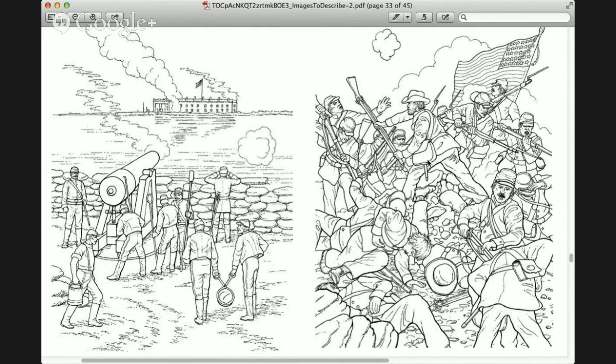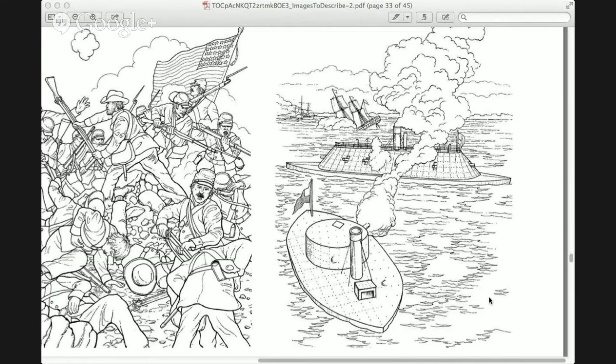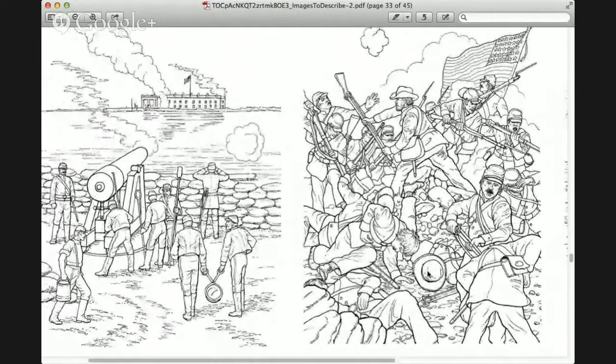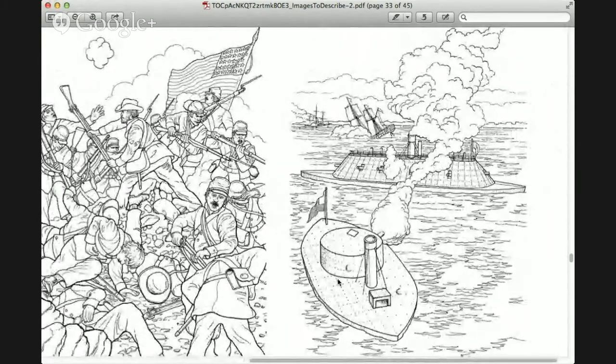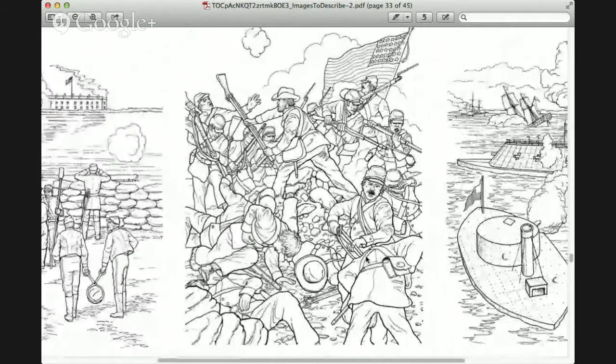I don't know. Does anyone know their name? The long guns? Rifles. Rifles. Okay, good. And there's one more picture. Do you know what this is called? It goes underwater. Submarine. Yeah, good one. Submarine. Got some submarines, too.